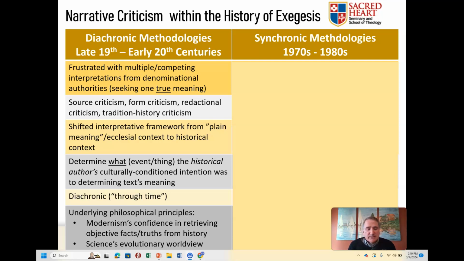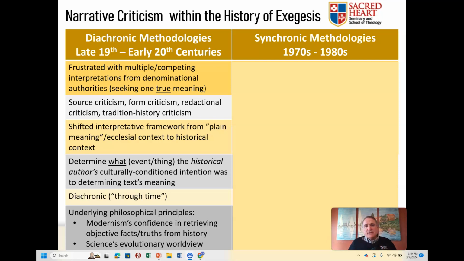in an objective fashion. And, of course, during the same time, think about the late 19th century, you have the emergence of evolutionary theory. So you do have, hand in glove with these methods, a dependence upon an evolutionary worldview, a scientific worldview. So therefore, think about those methods we walked through: source criticism, form criticism, redaction criticism. It's going through the compositional stages of the text, right? That the text evolves within this. Okay, so that's what was underlying the diachronic methods in terms of their philosophical principles.